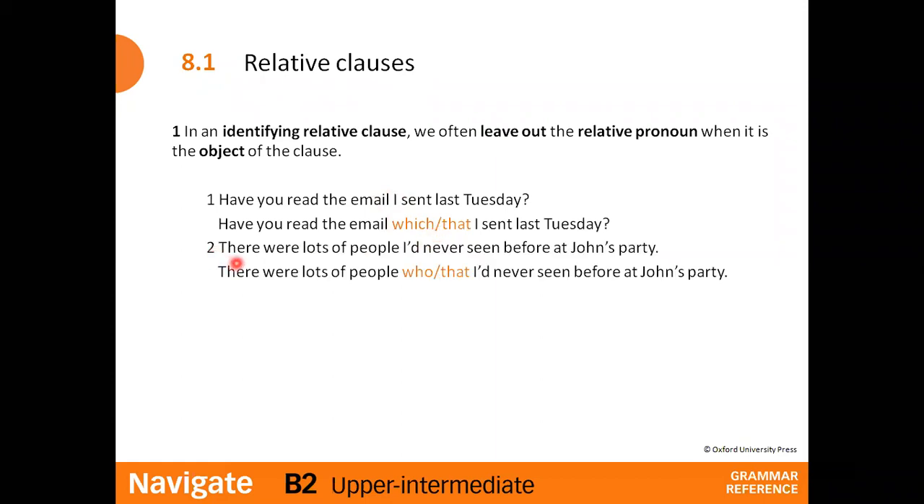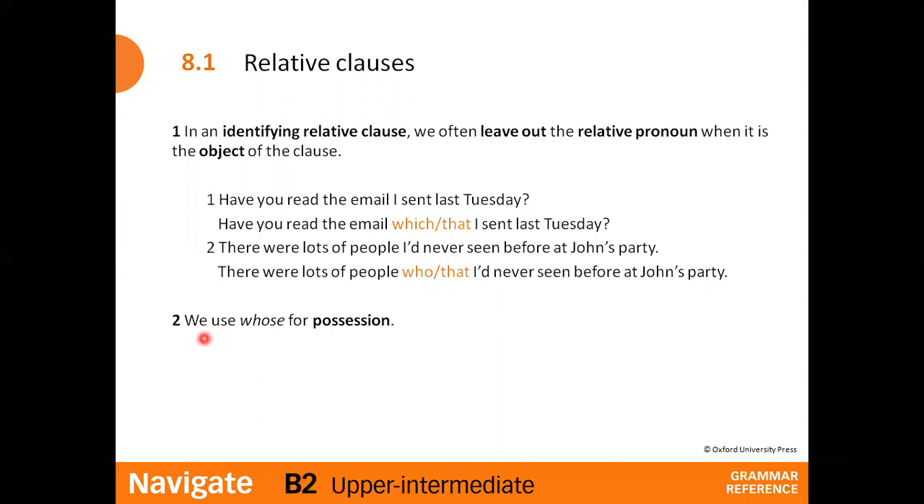Next example, there were lots of people I'd never seen before at John's party. There are no relative pronouns in this sentence. Next one, there were lots of people that I'd never seen before at John's party. And here, that is used, and it can be omitted. Why? Because it is used as the object of the sentence.